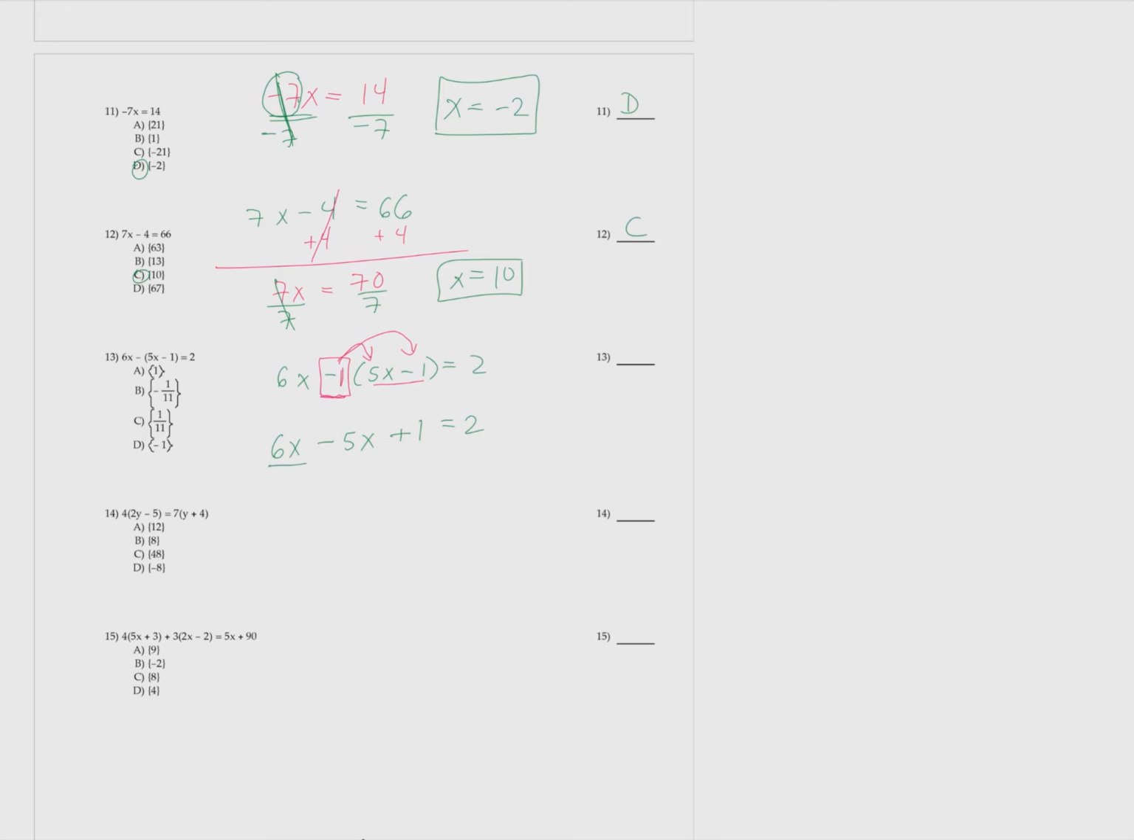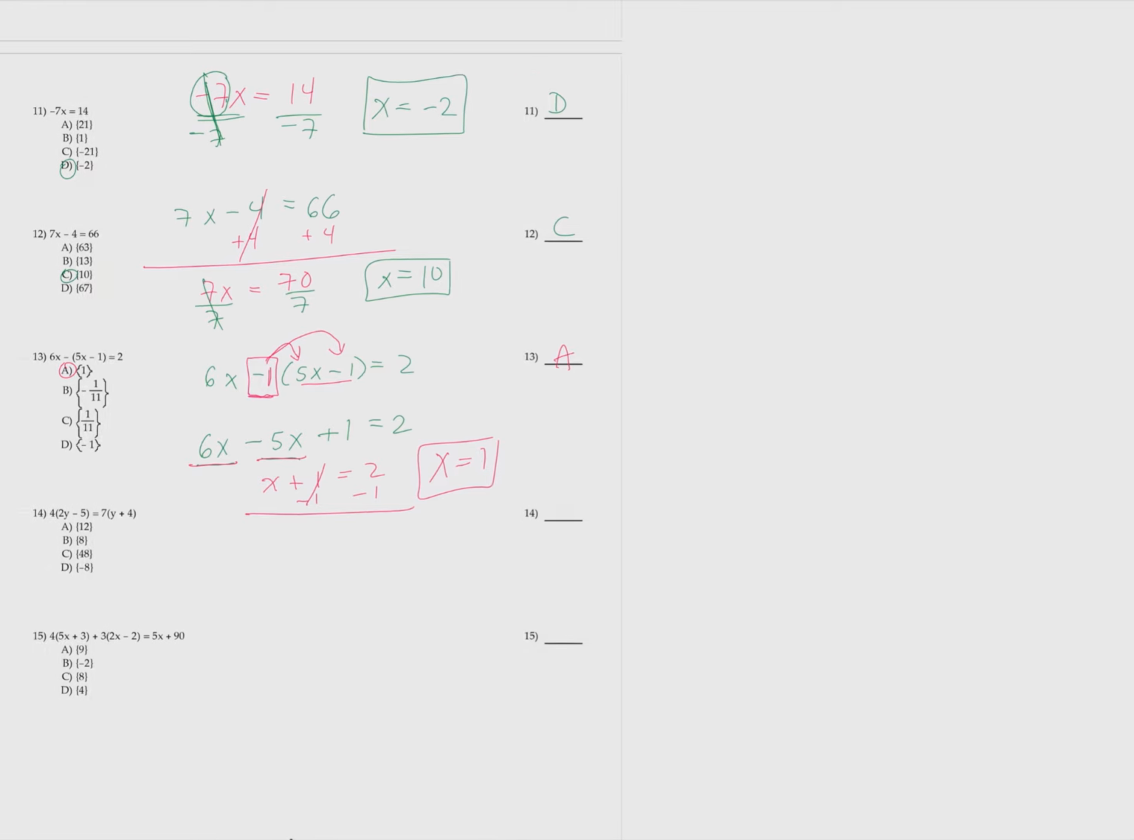Now we're going to combine like terms. I've noticed that 6x and 5x can be combined because they're common terms. So 6x's minus 5 of them, you're just left with 1x, right? Plus 1 equals 2. And now we can get rid of that plus 1 by subtracting 1 from both sides. And boom, I'll put the answer here. x equals 2 minus 1, which is 1. The answer should be A.